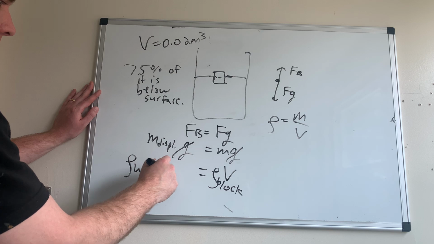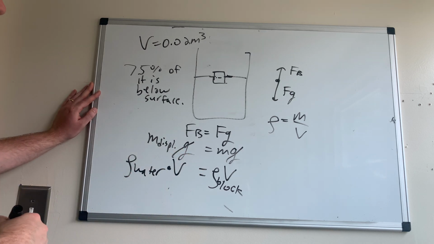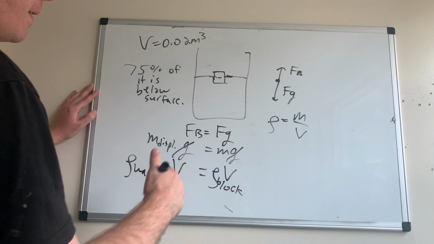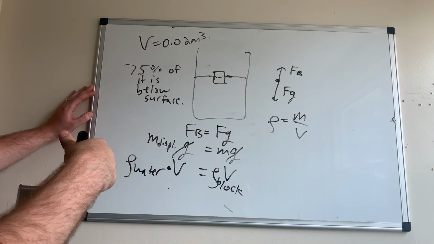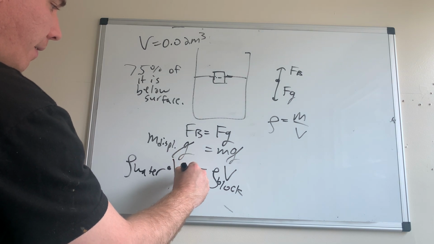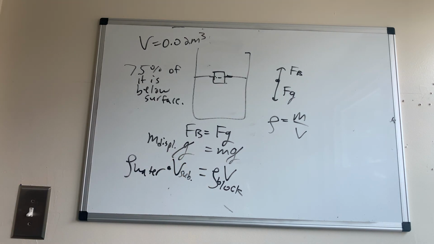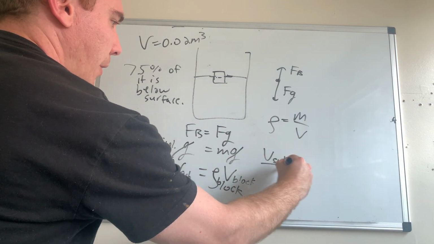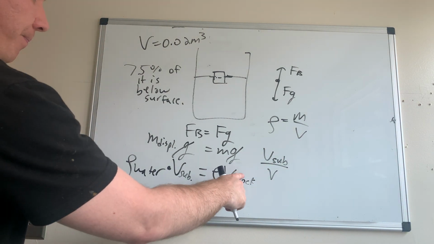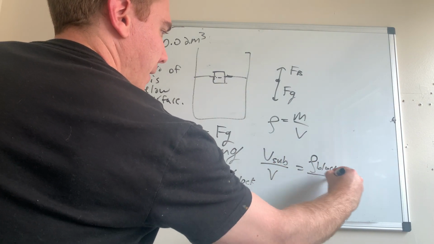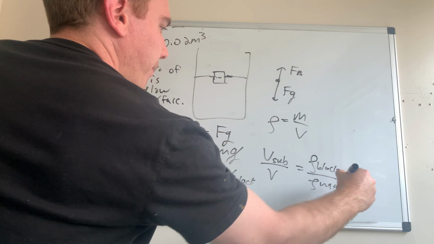And then this V is going to be the part of the volume of the water that is displaced by the block, right? So this is going to be submerged. So I get that the part of the block that's submerged divided by its total volume is equal to the density of the block divided by the density of the water.